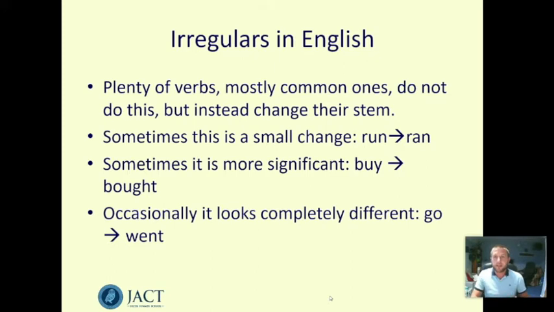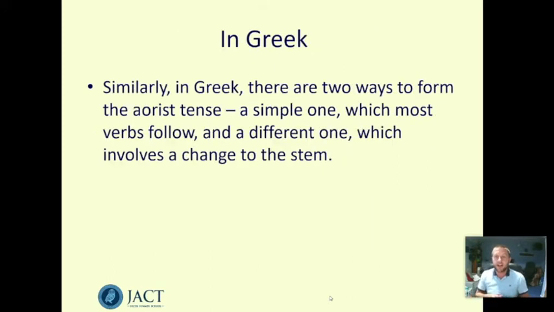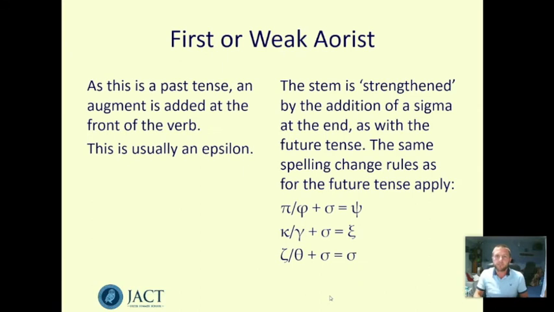And we've explained this in detail because this is pretty much how it works in Greek as well. There are two ways to form the aorist tense: a simple one, which is the one that most verbs follow, and a different one, which involves changing the stem. So in one sense, it matches English quite closely. The first way is called normally the first aorist, although a few textbooks call it the weak aorist instead.